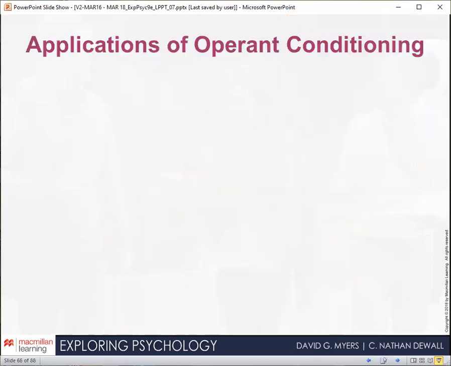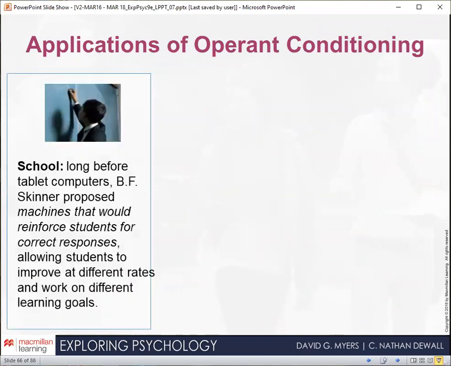All right. So let's look at some of the applications of operant conditioning. We see a lot of it in school. Long before the tablet computers, B.F. Skinner proposed machines that would reinforce students for correct responses, allowing students to improve at different rates and work on different learning goals. We see this today where you have individual learning plans for students where they sit down at a computer or using their iPad devices, where it takes one student one way and takes another student a different route altogether to optimize their individual learning.